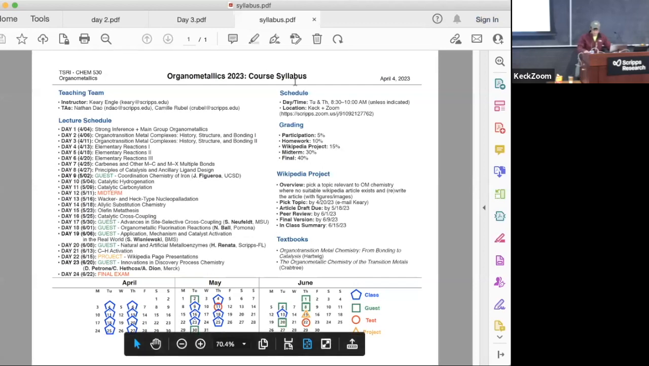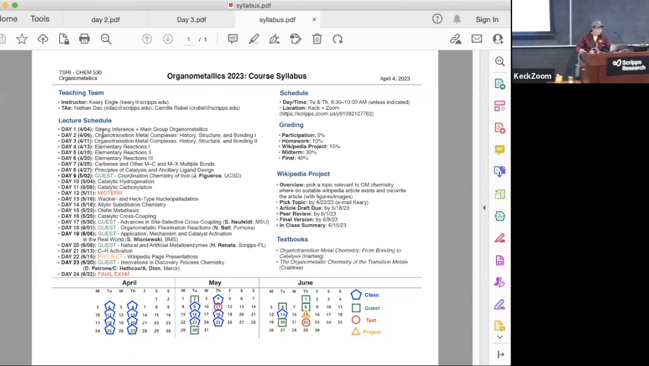So we'll pick up where we left off. Just to orient you in terms of where we are in day 3, where we'll conclude the discussion of the history, structure, bonding, electron counting, these sorts of things today. And then we'll have 3 lectures that explore the fundamental elementary steps that organometallic complexes can participate in.